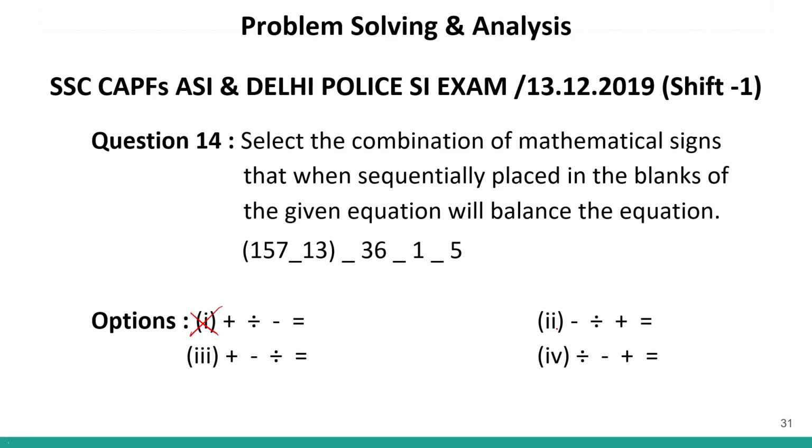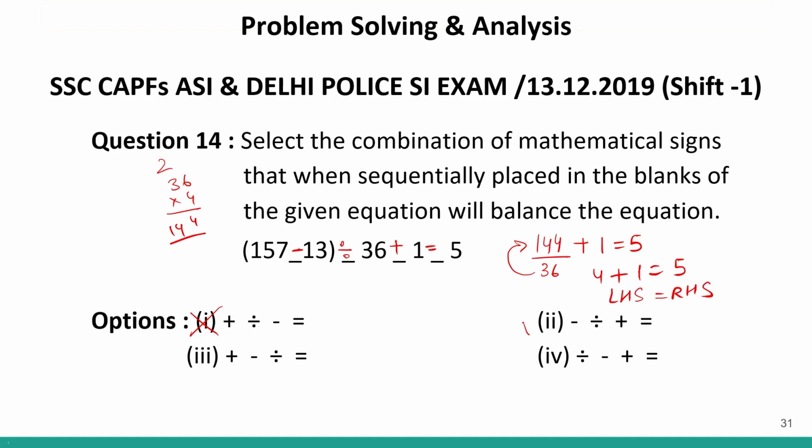Now let us check with option number 2. Option number 2, this will be minus, this will be divide, this will be plus and this will be equal. So option number 2, 157 minus 13, this will be 144, 144 divided by 36 plus 1 should give me equal to 5. So 36 into 4 is 144. This will be 4, plus 1 is definitely equal to 5. So LHS equal to RHS. Hence option 2 is the correct answer. Clear? So whenever you get a question like this, just use your options.